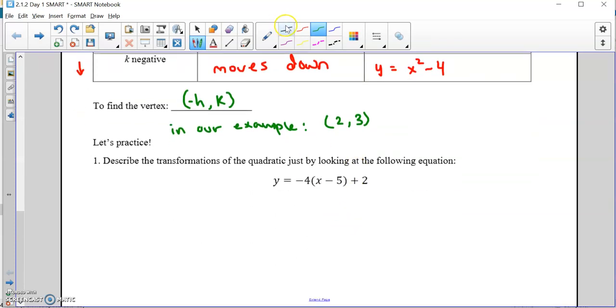All right, so let's go ahead and practice. If we look at this equation, we can figure out really fast what every single piece is going to do to this graph. We can right away have an idea of what it's going to look like. So let's start with our negative sign here. The fact that we have a negative sign tells us that we are going to flip. We're going to open downwards.